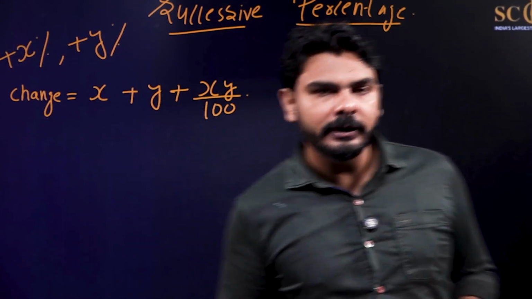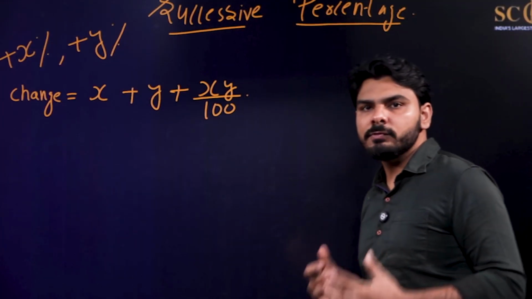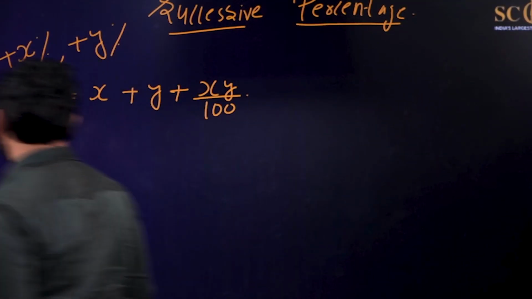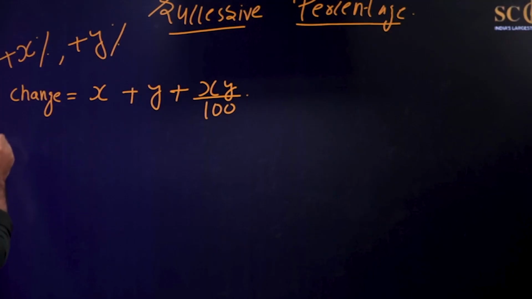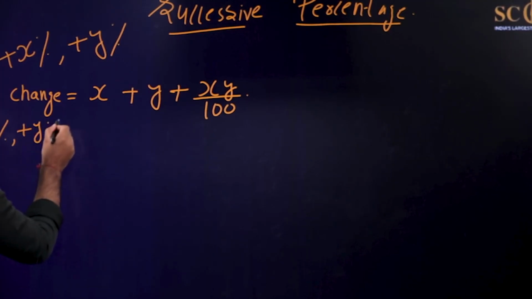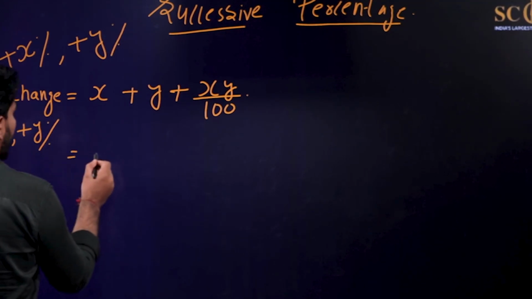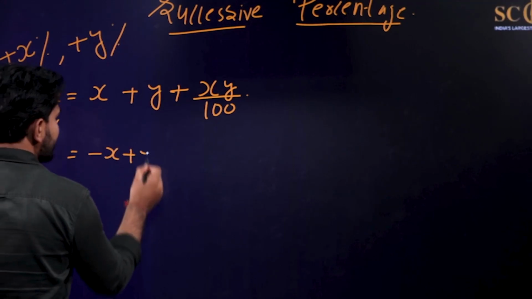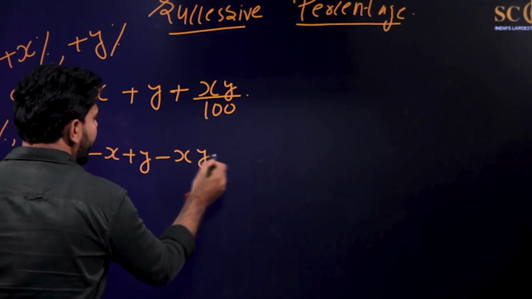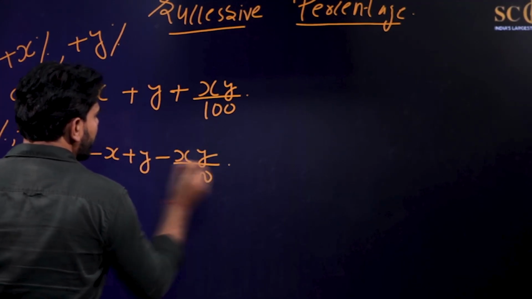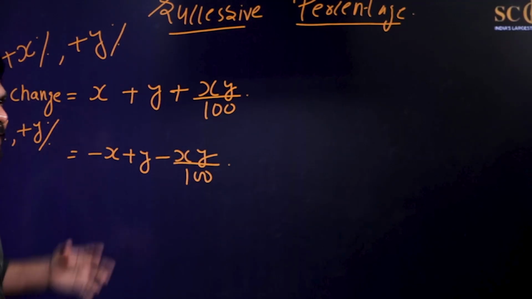Now let us assume that the price of the scooter is decreased by X% in the first year, and it is increased by Y% in the second year. Now if you want to find the value of net change, what will be the value? It will be minus X plus Y minus XY by 100. Isn't it?